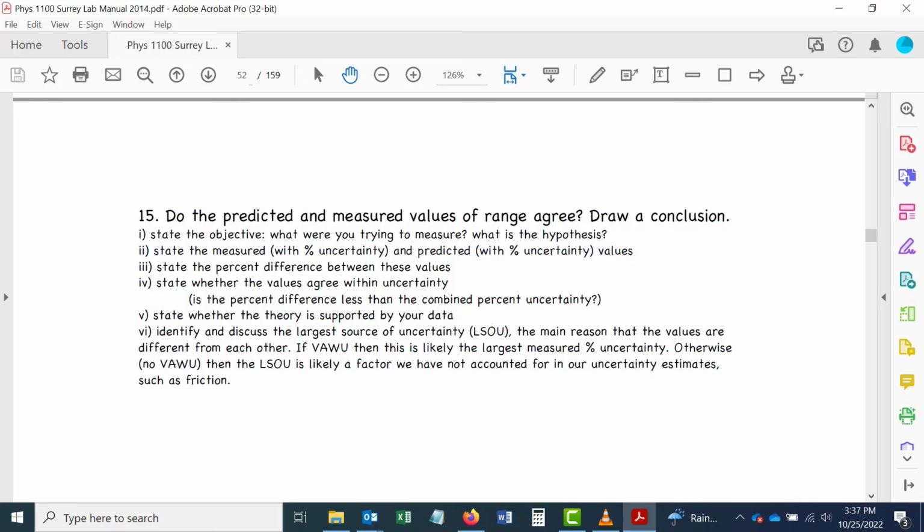and then finally you identify what your largest source of uncertainty is. And you identify a largest source of uncertainty regardless of whether your values do or do not agree with an uncertainty. If the values do agree with an uncertainty, then your largest source of uncertainty will be something you took into account. So you go and look at your raw data values. Whichever measurement you took had the largest percent uncertainty, that would be your largest source of uncertainty when the values agree with an uncertainty. If the values do not agree with an uncertainty, then the largest source of uncertainty has to be something you didn't take into account. So something like friction or air resistance, or maybe the track wobbled or something. In general, pick one thing. Choose the one thing you think is most likely to be your largest source of uncertainty.